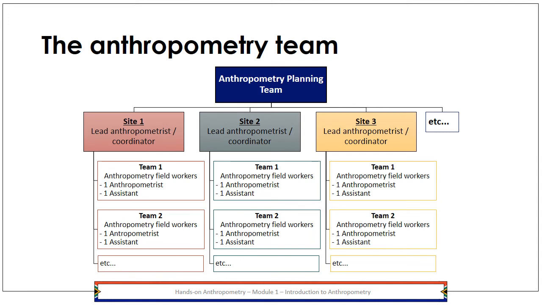Finally, each fieldwork team will have 2 trained anthropometry field workers, 1 anthropometrist who's responsible for taking the measurements, and 1 assistant who also attends the anthropometry training and is there to assist the anthropometrist with the measurements.